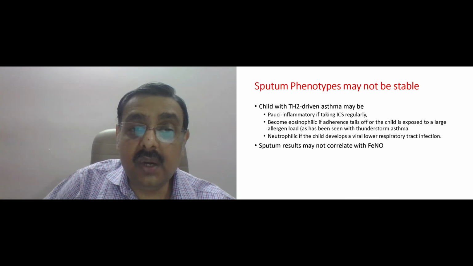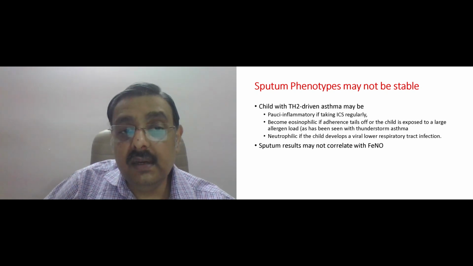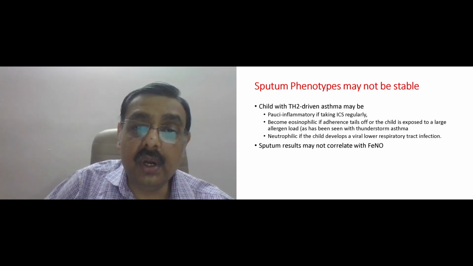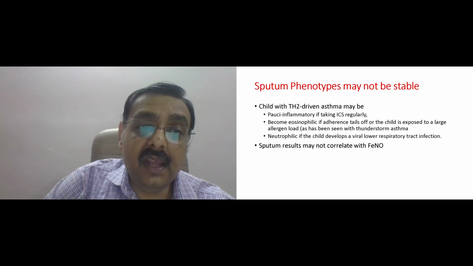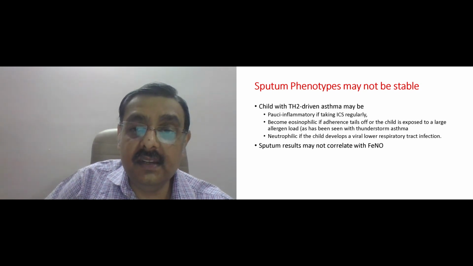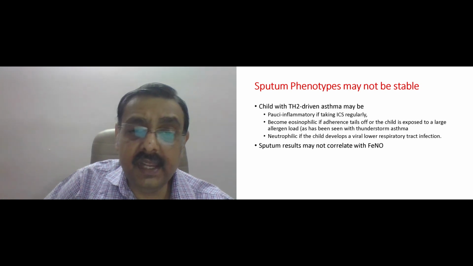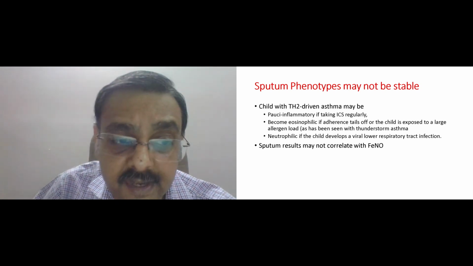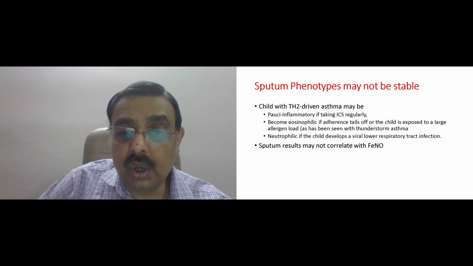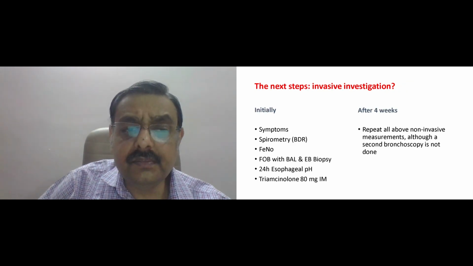What has also been found is that the sputum phenotypes may not be stable. So you can have a Th2-driven asthma. The child was eosinophilic, got inhaled corticosteroid, and now becomes paucigranulocytic. The child can become more eosinophilic if adherence fails, or if the child is exposed to a large allergen load. The child becomes neutrophilic if exposed to a viral infection. And sputum results may not correlate with the FeNO levels.